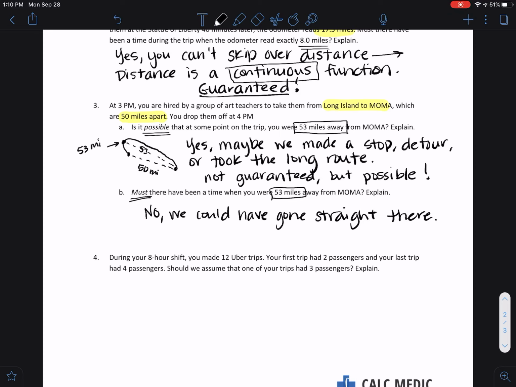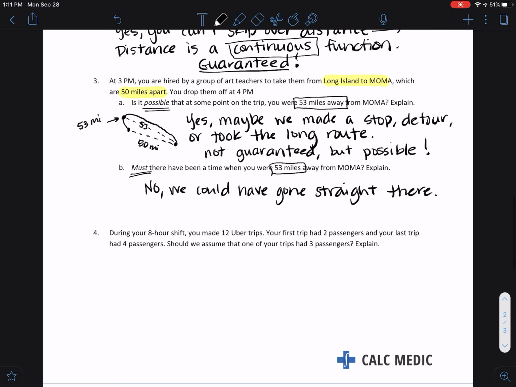Okay, so the idea of the fact that it's possible, but it's not guaranteed. And here we're thinking about the interval from 0 to 50. So on that interval from 0 to 50, it is continuous, but I cannot prove that I went 53 miles, even though I could have. So we're talking about here the actual proving of it.